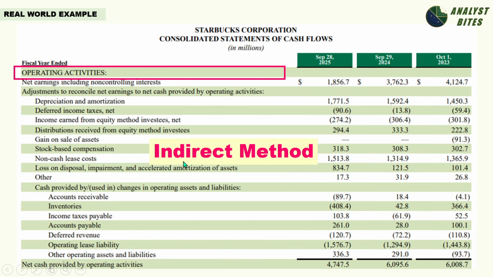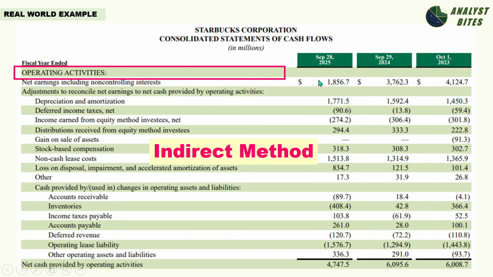Here is a quick tip. Accounting standards actually encourage companies to use the direct method. However, if a company chooses the direct method, they are strictly required to also provide an indirect reconciliation. To save time, 99% of companies, including Starbucks, simply report CFO using the indirect method.